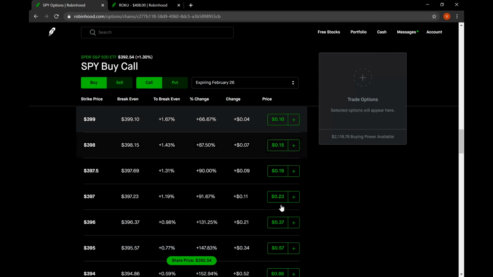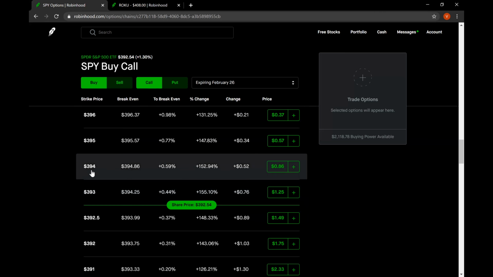So if you can't afford a contract for a certain stock and you have to buy out of the money, I recommend that you only stick maybe 2 or 3 strike prices out of the money.